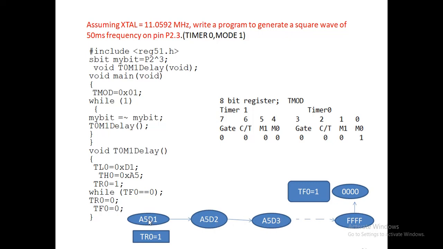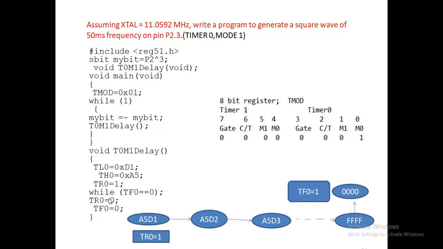What is the time taken between A5D1 and A5D2? It is 1.085 microsecond, because for this timer operation your microcontroller takes the internal system clock. So for one increment of the register in TL0 TH0, it takes 1.085 microsecond. What is the maximum value we can reach with TL0 and TH0? It is FFFF. Once it reaches FFFF, the TF0 bit becomes 1. It means that overflow occurred. Once overflow occurs, TL0 and TH0 automatically become 0000.